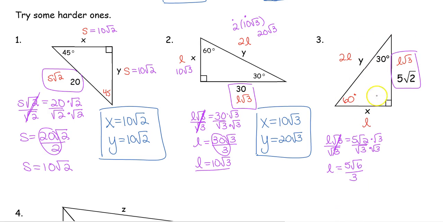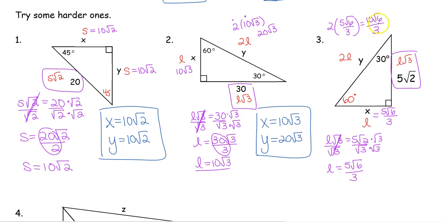So when I look back over here, this side is L. So this side is 5 root 6 over 3. The hypotenuse is 2 times L. So that's 2 times 5 root 6 all over 3. When I multiply this out, 2 times 5 is going to give us 10 root 6 all over 3.